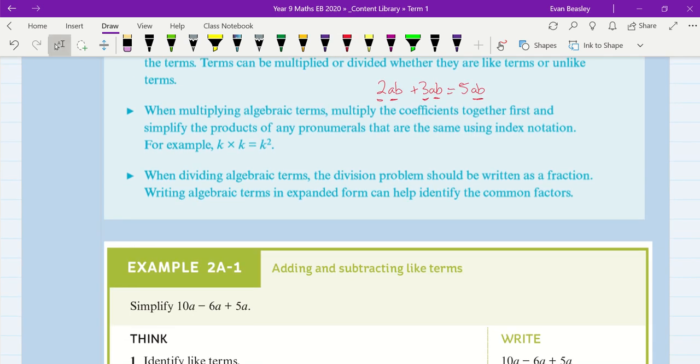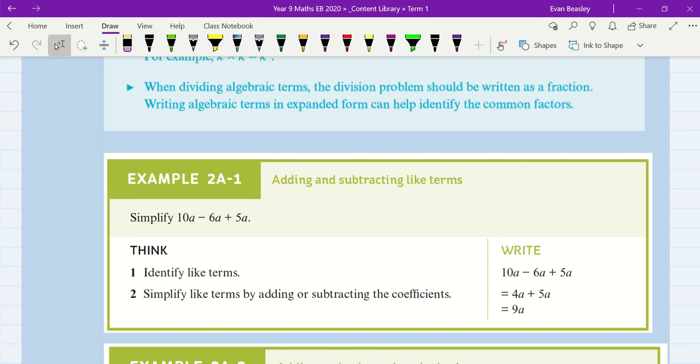Now when multiplying algebraic terms, multiply the coefficients together first and then simplify the products of any pronumerals that are the same by using index notation. For example, k times k equals k squared. Now when dividing algebraic terms, the division problem should be written as a fraction. Writing algebraic terms in expanded form can help identify the common factors.